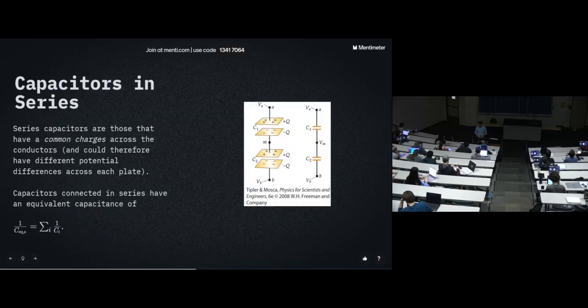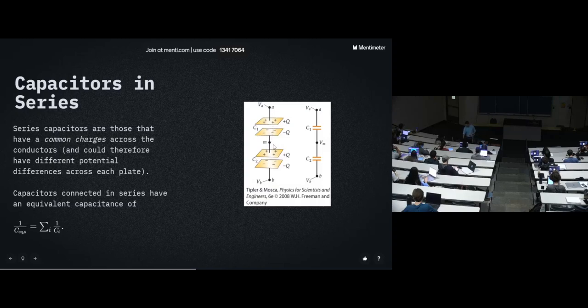Capacitors in series are those that have common charges. The way you can imagine this is imagine that we're connected to some power supply, and it's going to put on here, let's say, 1 microcoulomb of positive charge, which in turn is going to draw up 1 negative microcoulomb of charge onto this plate. Well, that charge had to come from somewhere. As we discussed on the first day of class, there's such a thing as conservation of charge, so I don't expect charge to come from nowhere.